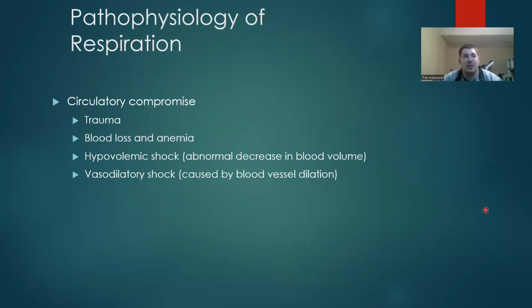If we have issues with the heart, right, we get circulatory compromise with the heart. Obviously, we're going to have issues with moving blood and getting oxygen out to the system. So trauma could cause it, blood loss, a little anemia, might cause it. Shock, right, low volume, or we end up with vasodilatory shock, where the vessels are getting bigger. Okay.